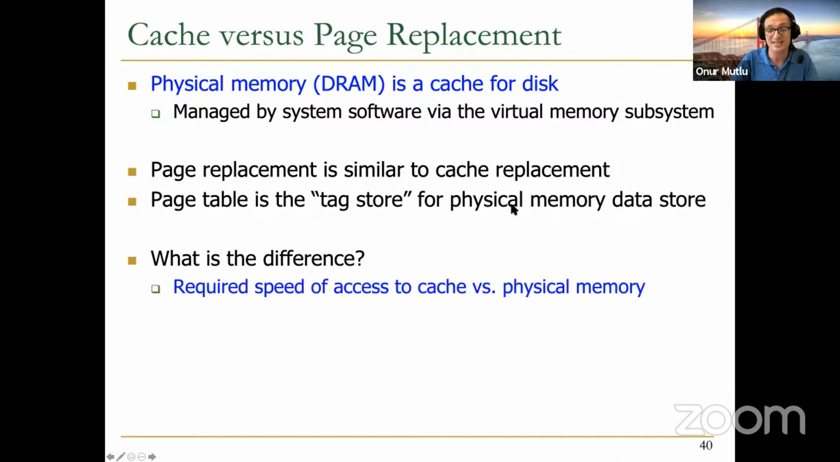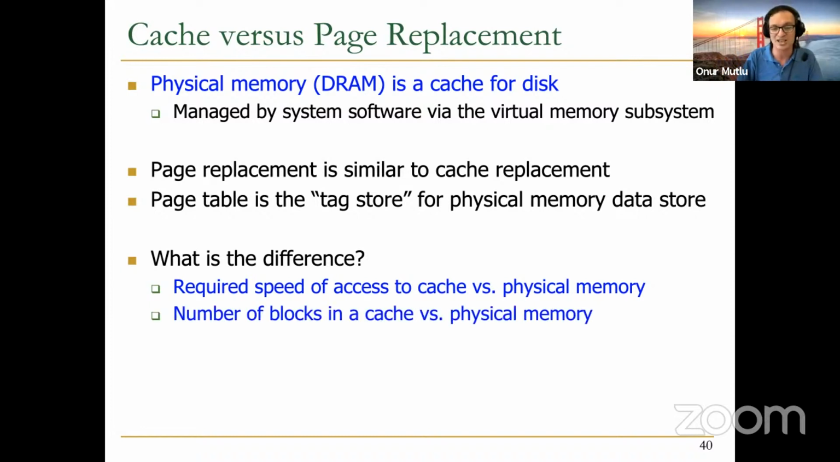So the difference is the required speed of access to cache versus physical memory. Cache needs to be fast usually. Physical memory is slow. In fact, whenever you get an eviction, it's even slower. So you have more freedom in your algorithms in page replacement. Number of blocks in a cache is smaller than number of blocks in physical memory. So you have some more overhead, tag overhead in physical memory. So you cannot really afford extremely sophisticated algorithms that require a lot of storage.